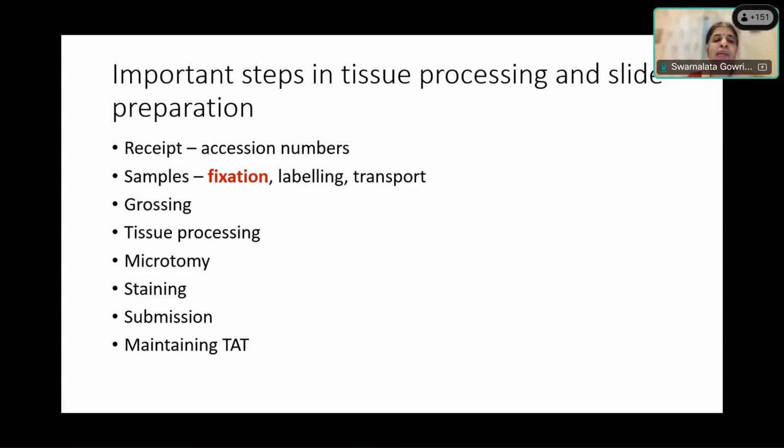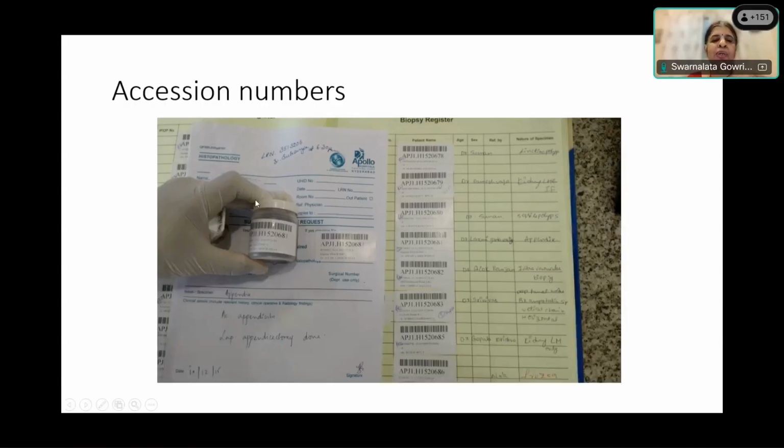Now, if you ask me what is the most important in all this, in my opinion, the most important is fixation. So coming to receipt of samples, you can have many ways by which you receive. What we have, and I think most labs will have, is something called an accession number. And the accession number should be very unique so that it's never repeated. So typically we have a number which begins with a year followed by a 5-digit number. That number is never repeated.